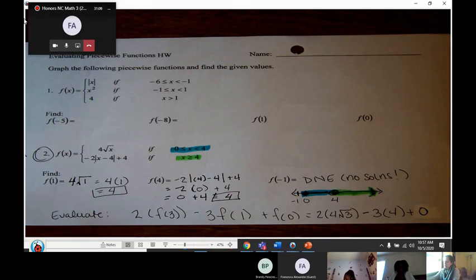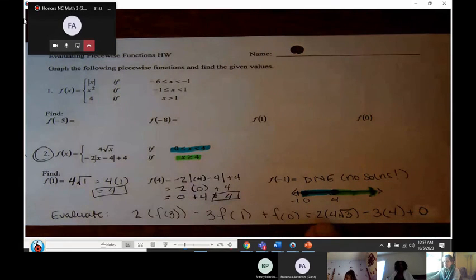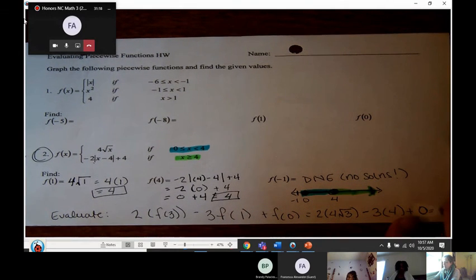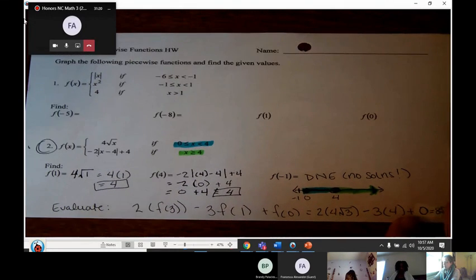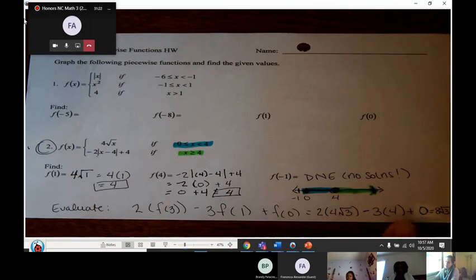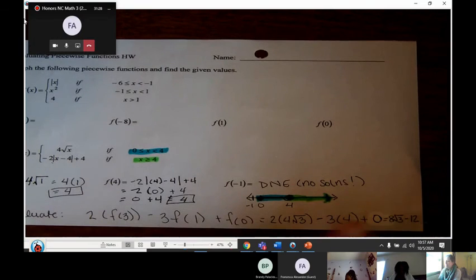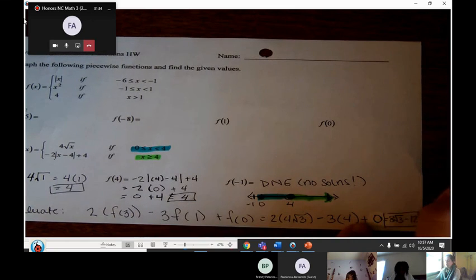Okay. So 2 times 4 times the square root of 3 is just going to give me 8 root 3. And then 3 times 4 is 12. I'm going to subtract 12. And because this one has a square root in it, and this one does not, we can't combine them. This would be our final answer.